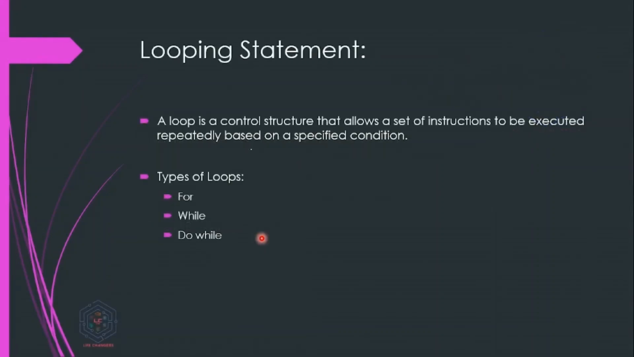We can use loop statements to execute our code repeatedly. So that's why loops are used. Basically, there are three types of loops. They are for, while, and do while. Let's start with the for loop.